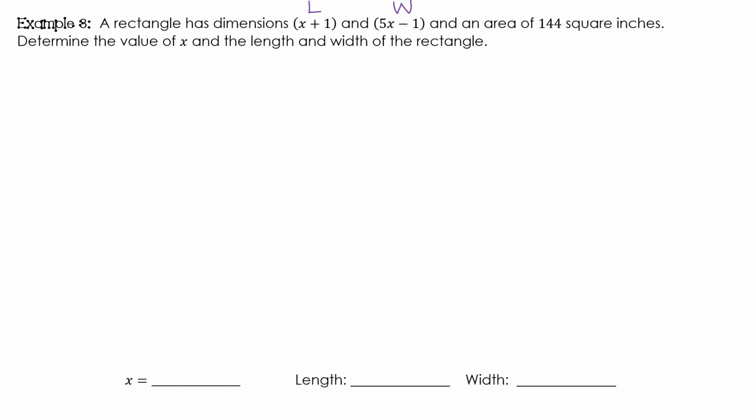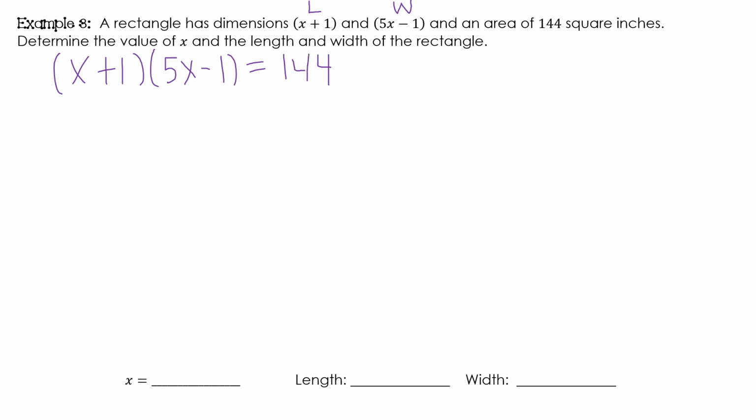So to find area, it is length times width. So to start this problem, I am going to multiply x plus 1 times 5x minus 1. And that is the formula for area, multiplying the length times the width. So that will equal the area, which is 144.